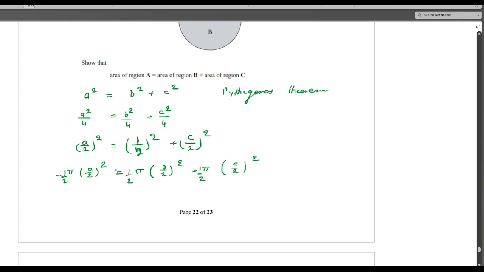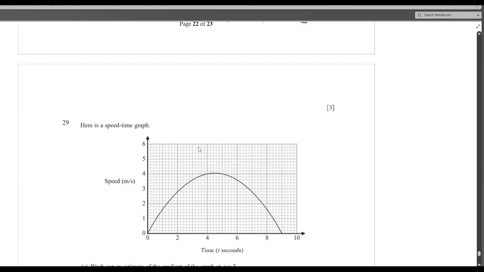Now this is the area of region A, so therefore I get the area of region A is equal to the area of region B plus the area of region C. So this is how we can prove it.